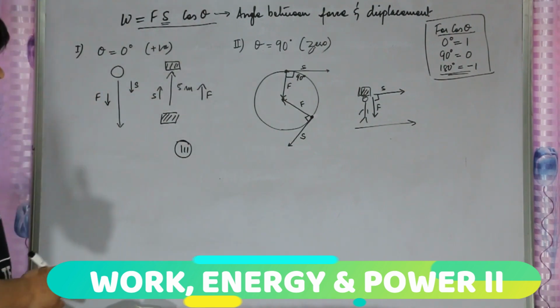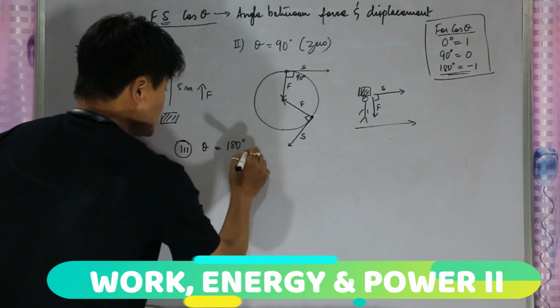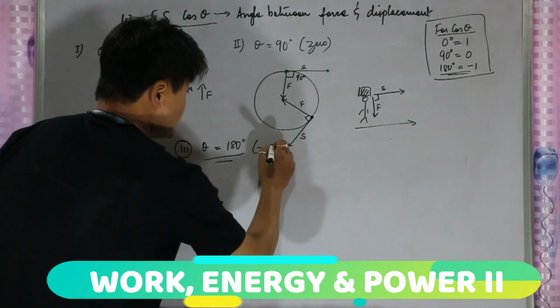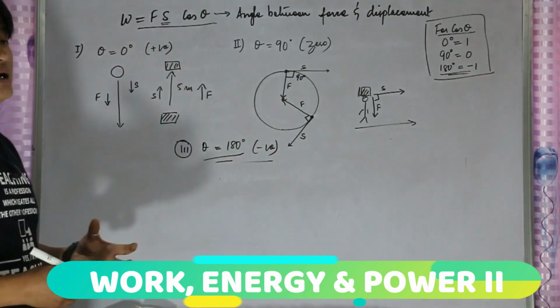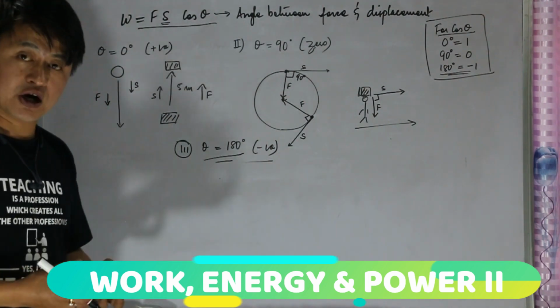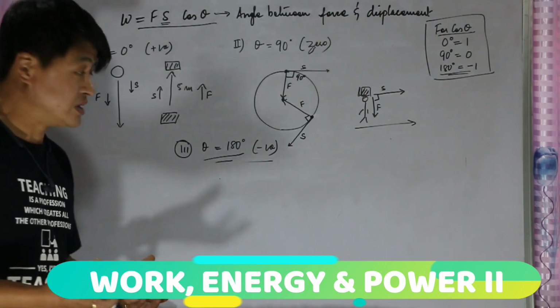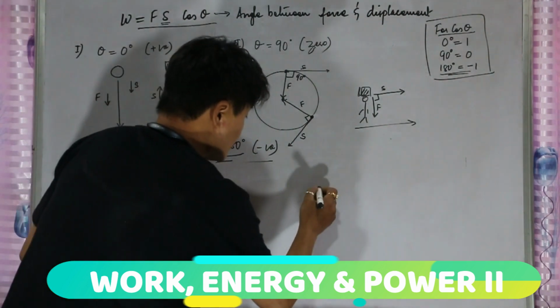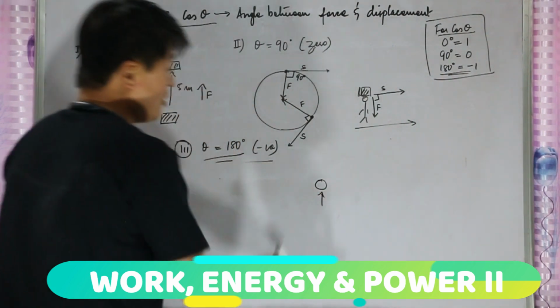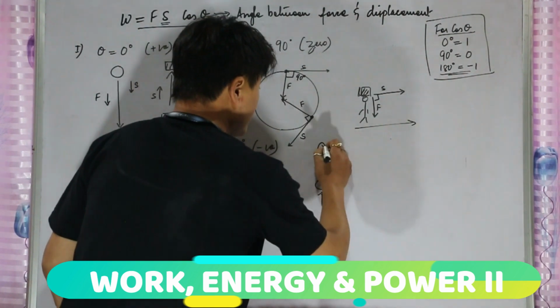So what we have learned, the third one is here, when theta is at 180 degrees, so the work done will be negative. A simple example: when work is done against the force of gravity, for instance if a ball is thrown vertically upwards, the ball will move in the upward direction.